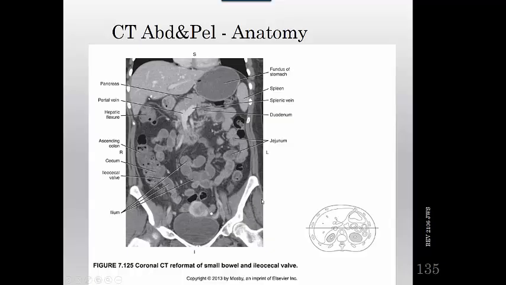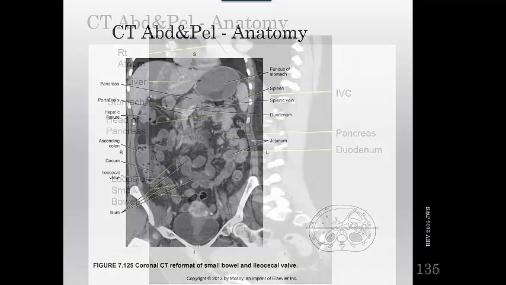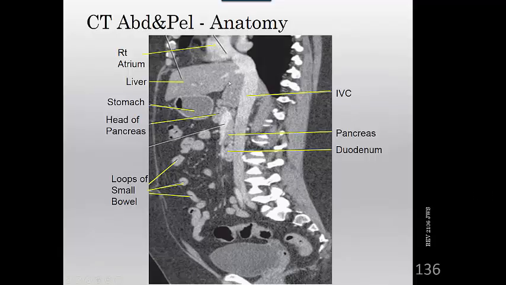What else can we see? We'll get into the vessels later. Here's the bottom of the heart, and then the diaphragm, of course, is coming across here. There's a sagittal view, IVC, inferior vena cava coming down, and in front of there is the pancreas and the duodenum down here. There's some loops of small bowel. That's what these are, these white areas full of bowel. The head of the pancreas is here, and the stomach is in front of it, and then there's the liver, right atrium of the heart, where the IVC is coming off.